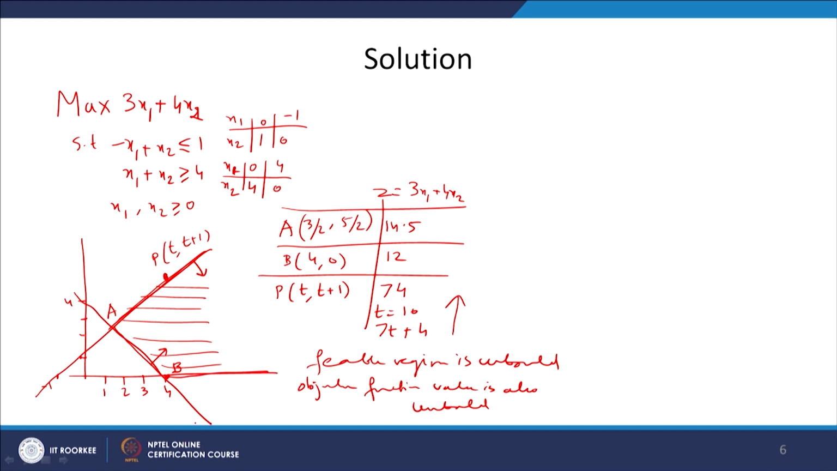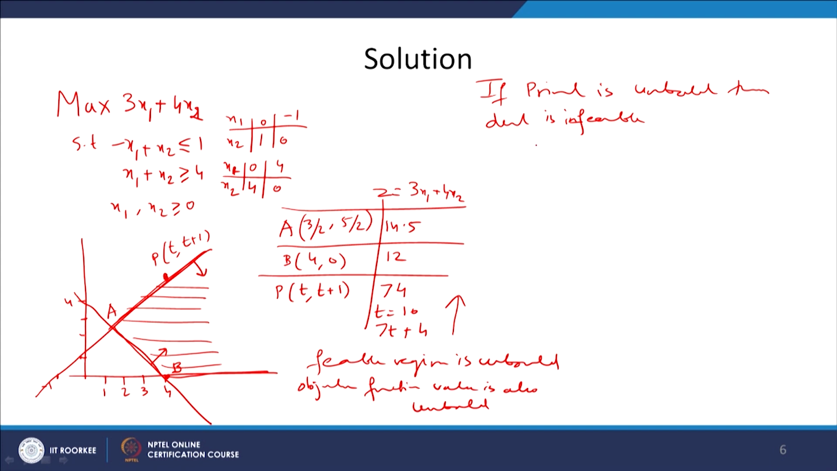Now, recall the theorems that we had learned. If we write the dual, what should be the solution of the dual? The solution of the dual should be infeasible. Remember the theorem: if primal is unbounded, then dual is infeasible. So, based on this result, we can directly write that the solution of the dual is infeasible.